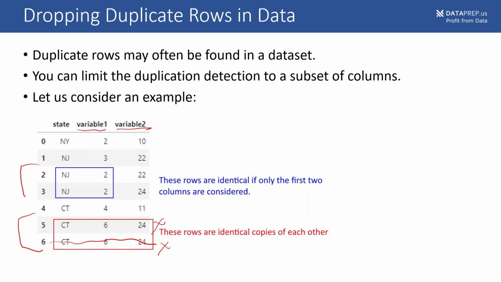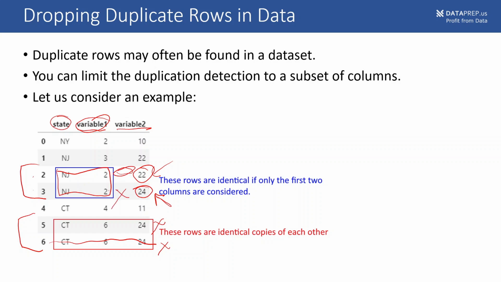But when you look at these two rows, we find that they are not identical because these values here are different between these two rows. If we were to look at duplication only from the perspective of state and variable 1, we find that they are actually duplicates of each other. And if we decide that we want to drop these on the basis of just these two columns, state and variable 1, then we will need to drop one of these two. We have to provide the logic so that the software will know whether to drop this one or to drop this one. Generally, it will keep the first one, that's the default in Python, and it will drop the second one.